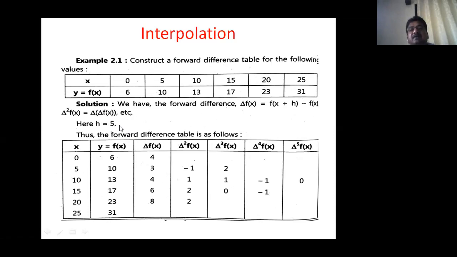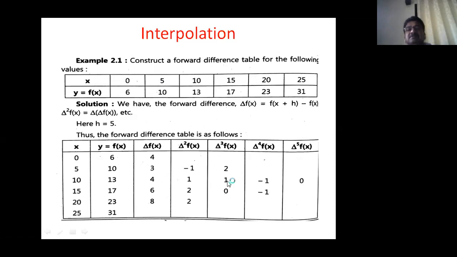But what is this sentence? This is the definition of delta fx, delta square fx. And what is h? H is the common difference: 0, 5, 10, 15. The common difference in the values of x is 5. But there is no need to write these two sentences because the question is only to construct a forward difference table. So don't write these two sentences, only directly write the forward difference table.